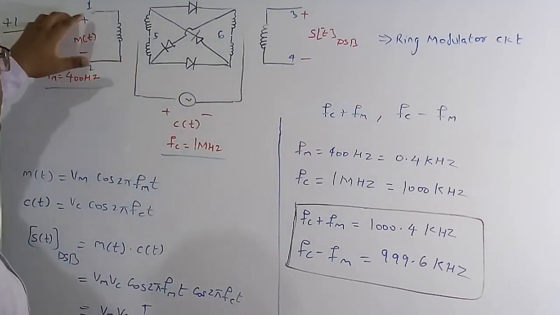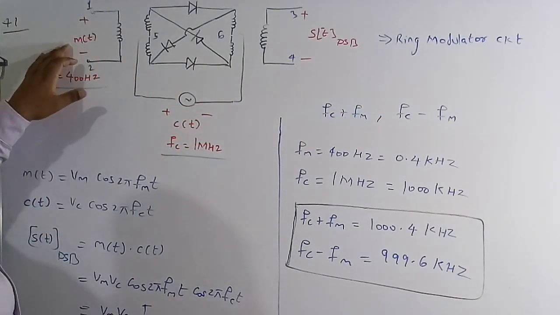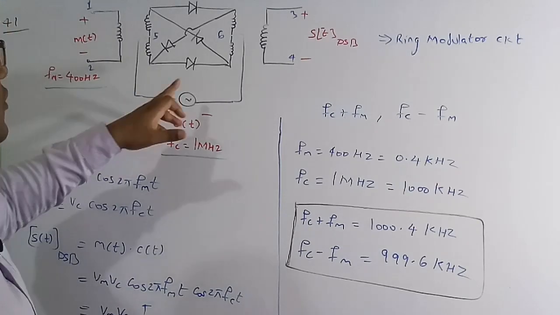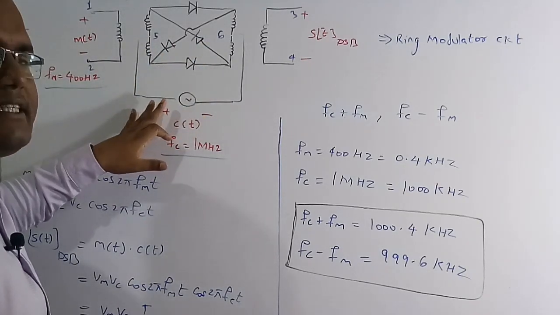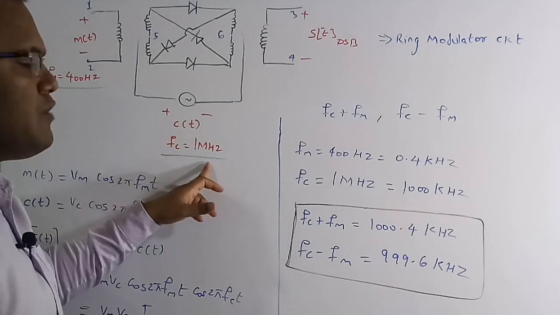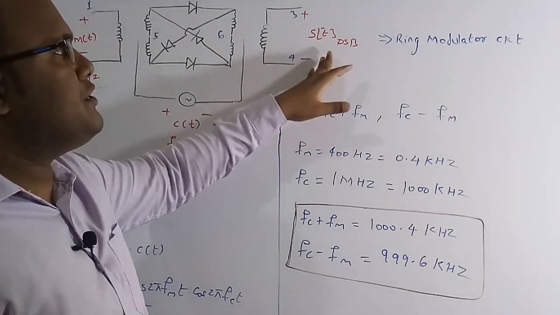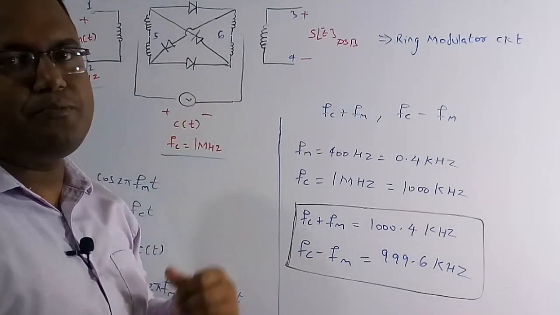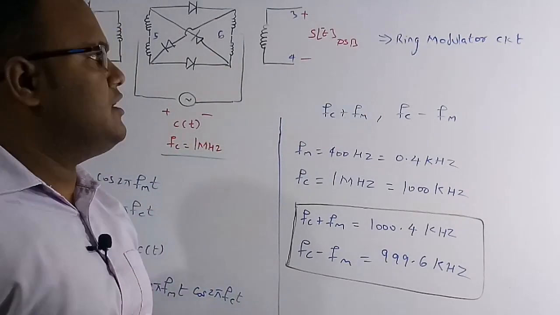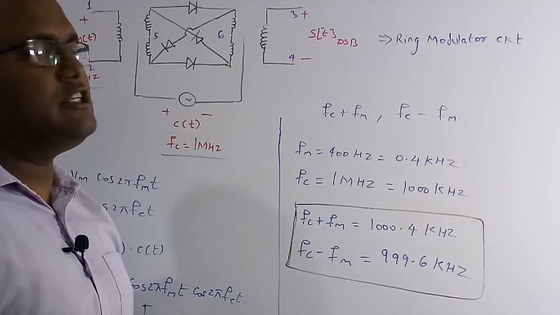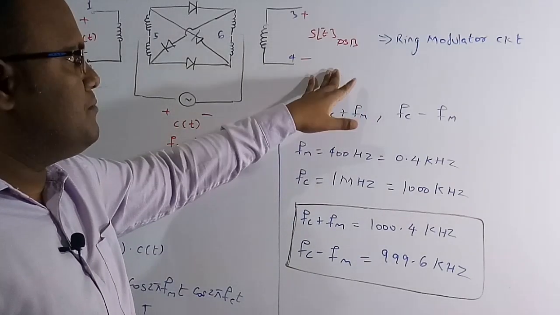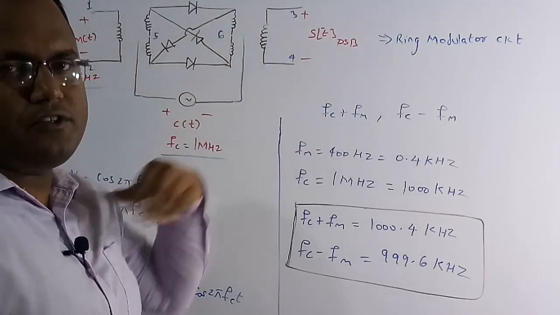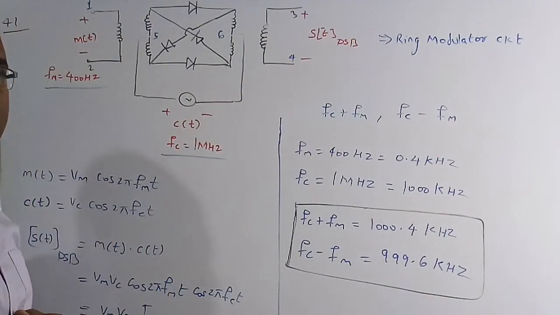Here across terminals 1 and 2 we give a message signal of frequency fm equal to 400 Hz, and across terminals 5 and 6 we connect a carrier signal of frequency 1 MHz. The output produced is called the S of T DSB. Only dual sidebands are present, but not the carrier signal. There is no amount of the carrier signal present. By this circuit we need to figure out the frequencies present in this S of T DSB. Let me explain a small concept here.